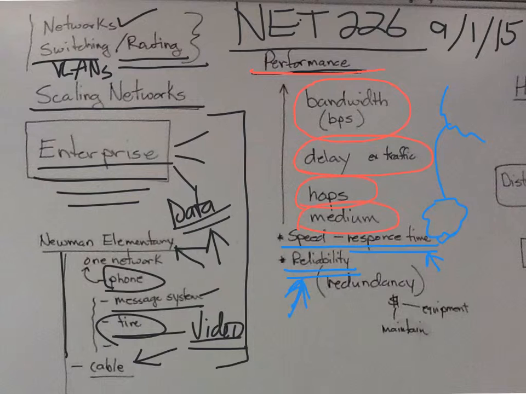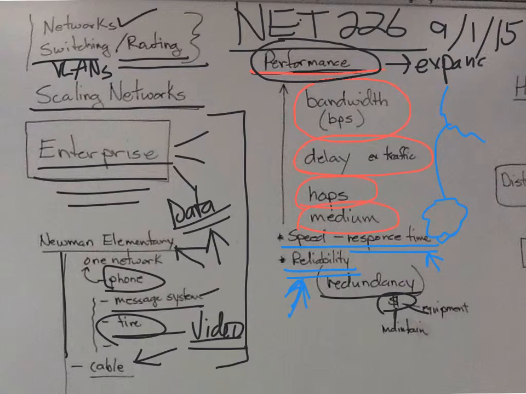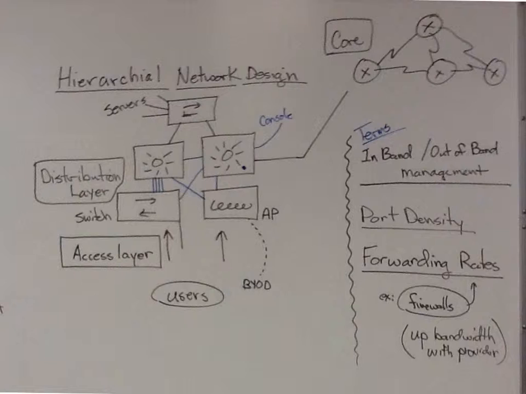But reliability, we can build redundancy in the network. There's a cost to that, okay, for equipment and to maintain it. So we talked about this key thing, performance. Also, which is important, is when your network needs to expand. How can we do that? We're going to talk a little bit about that.